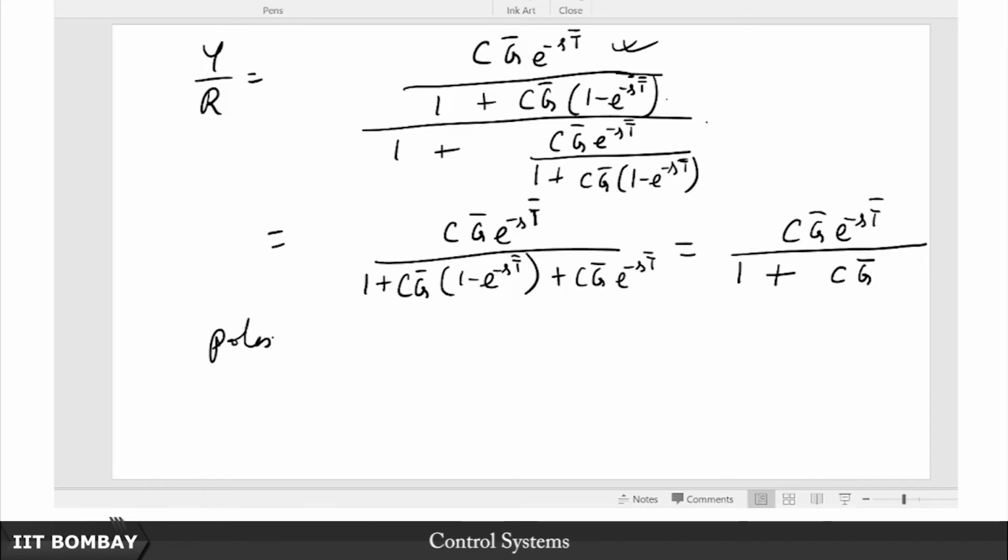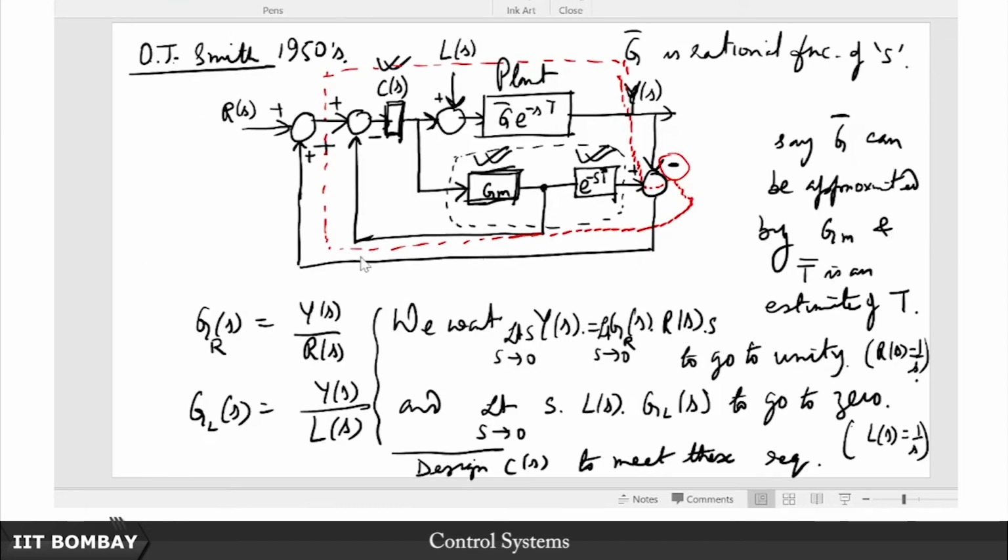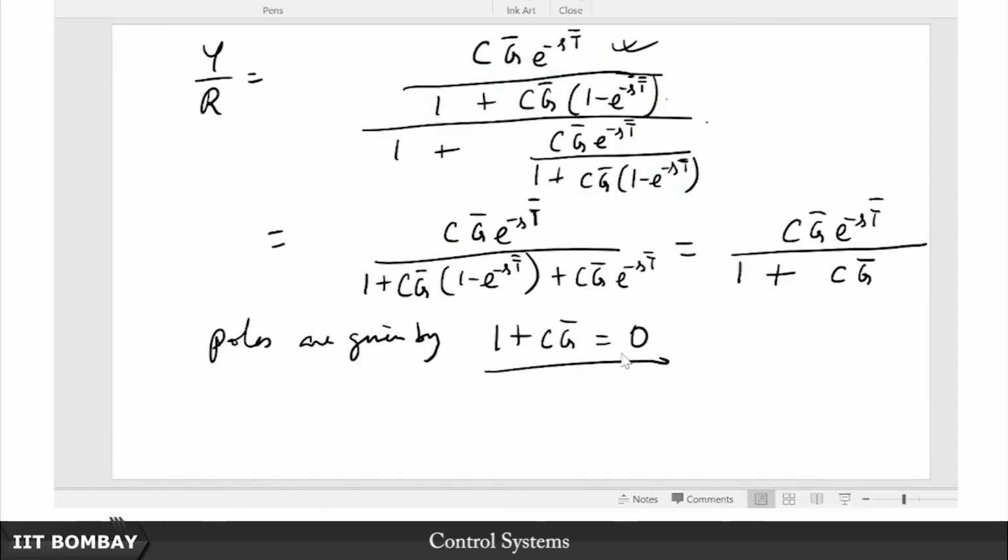So now the poles are given by 1 plus C G bar is equal to 0, right, which is not a transcendental equation, because remember, G bar is a rational transfer function. So therefore you see that by using the Smith predictor, not only have you been able to get an idea about what is to come out of the plant in some time, you have tapped into the interior of the plant in some sense, but also you have gotten rid of, or bypassed, the problem of having to address these transcendental equations while solving for closed loop poles. So that's an attractive feature of the Smith predictor.